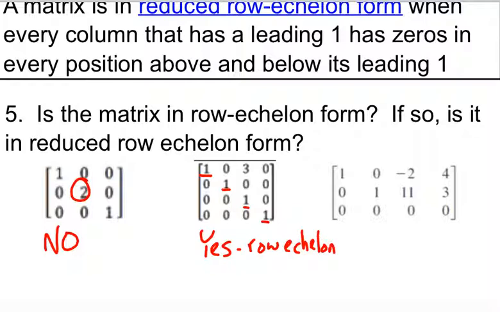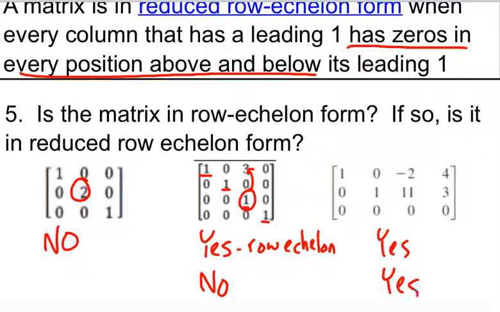Now, is it in reduced row echelon form? The additional criteria is that every column that has a leading coefficient 1 has 0's in every position above and below it. Now here's the problem. See this 1? Above it is this 3, and to be in reduced row echelon form, that would need to be a 0. So this is a no. And our last one is going to be a yes for both of those. I'll let you look through the criteria and figure out why.